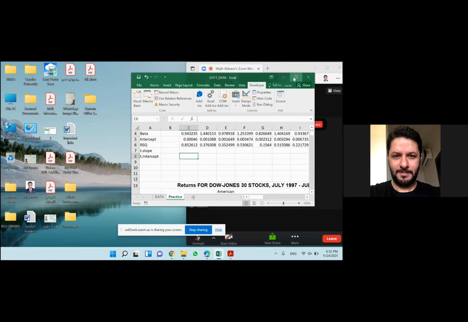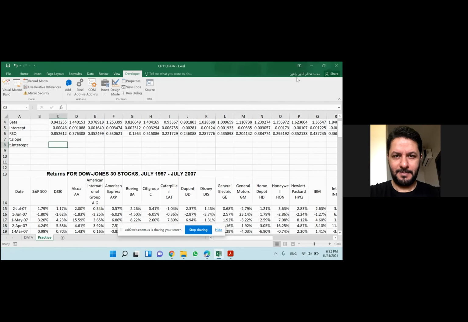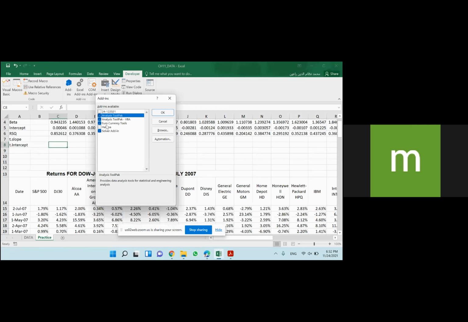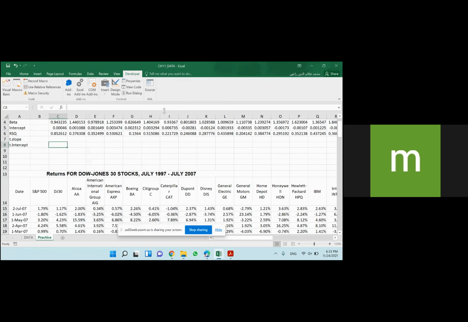Okay, so for those who have Microsoft, please proceed with the following way. You go to Developer, right? Then you go to Excel add-ins here. Just click on it, right? Then see, you have the add-in here, which is unchecked. Click on it, and then click on OK. So that's it. Now, if you type, for example, the function T-intercept, now you find the function here, see? Or for example, T-slope, you'll find the function.